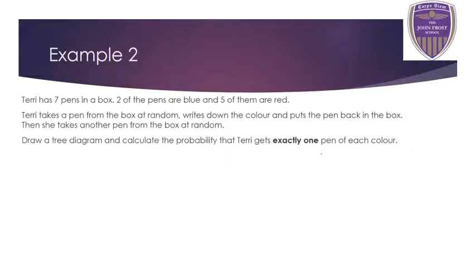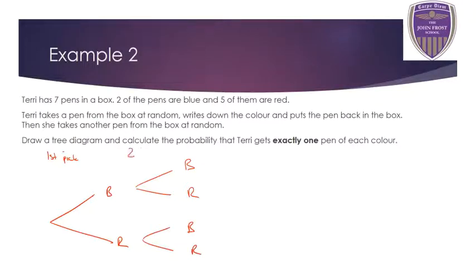Okay, so let's not worry too much about the question at the moment. Let's do the tree diagram, okay? So she's picking out twice. So on the first pick, the pens in the box are either blue or they're red. So she can get blue or red, can't she? All right. On the second pick, they're still blue or red. Okay, so that's what it should look like there.